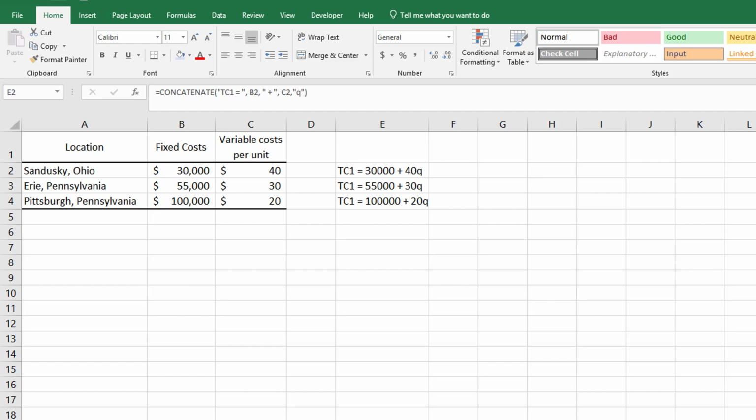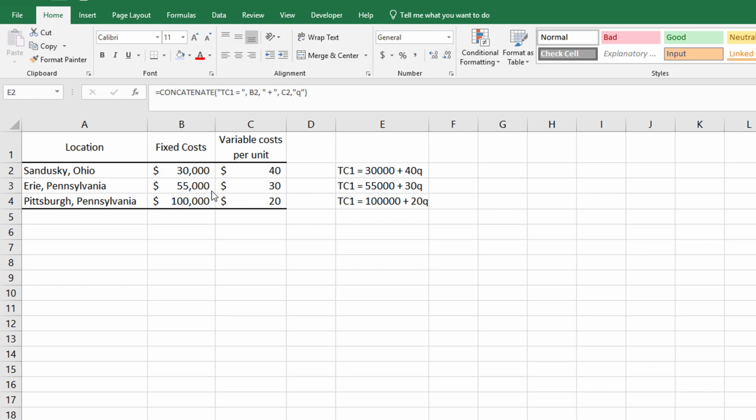This is an example I'm pulling from a textbook, and I have these three locations in Ohio and two in Pennsylvania. But the fixed costs vary. Now, why would the fixed costs vary? Well, remember, fixed costs came from fixed inputs. So apparently the cost of capital and the use of capital in each of these places is a little bit different. And the variable cost per unit is more tied to, for example, your labor costs or any type of resource that can vary in the short run.